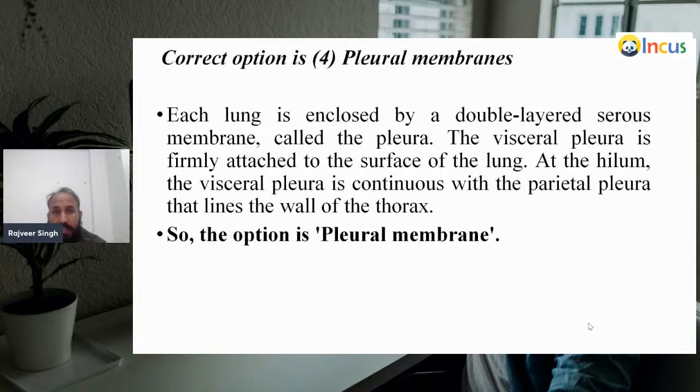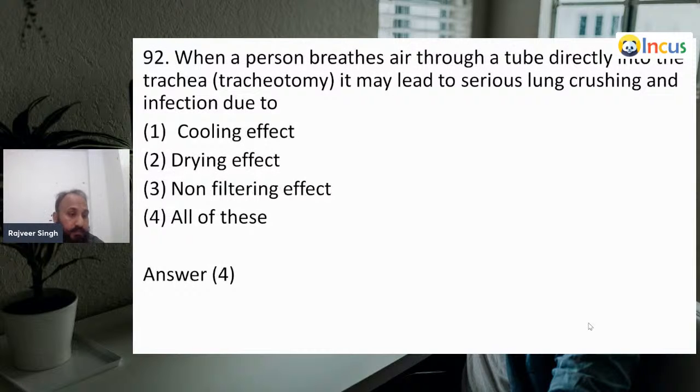If I talk more about the explanatory part of this question, each lung is enclosed by a double-layered serous membrane called the pleura. The visceral pleura is firmly attached to the surface of the lungs at the hilum. The visceral pleura is continuous with the parietal pleura that lines the wall of the thorax. So the answer will be fourth. Pleural membrane is the right answer.